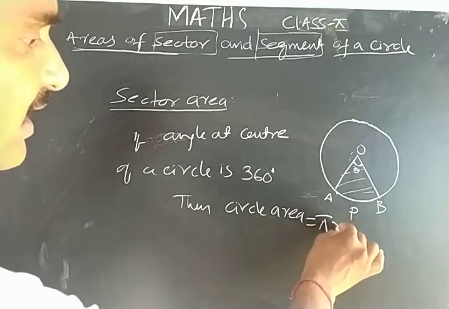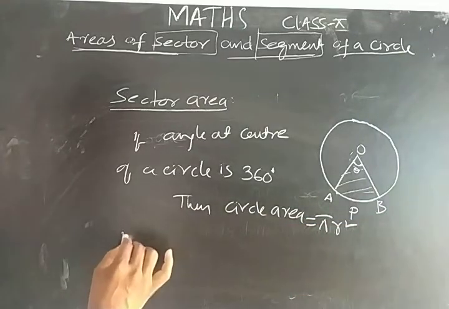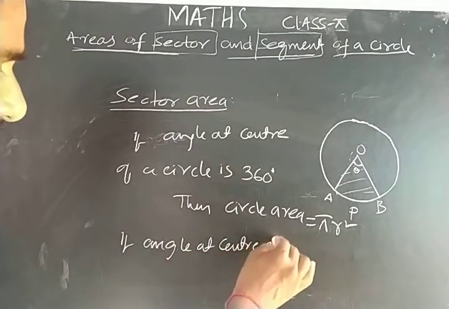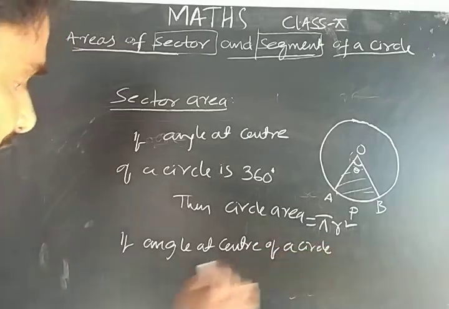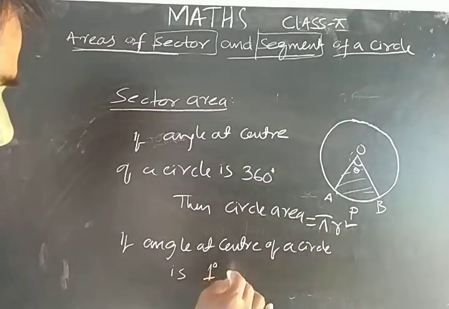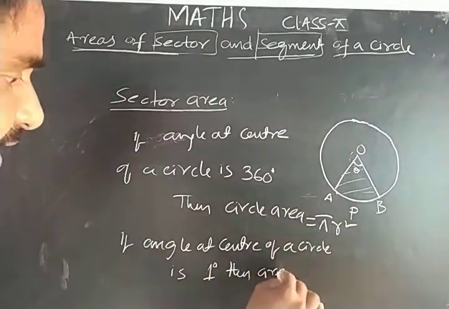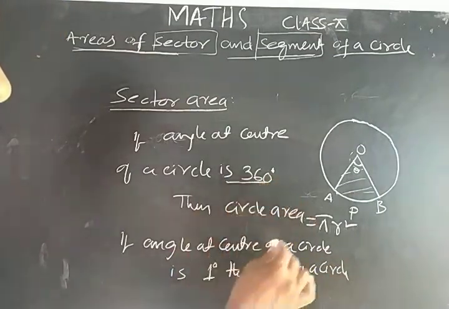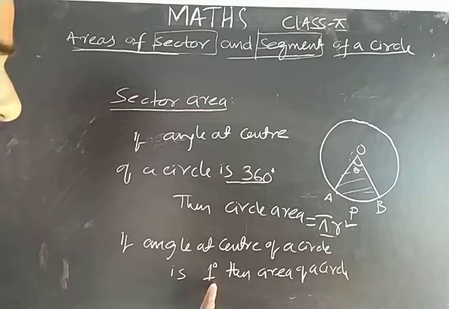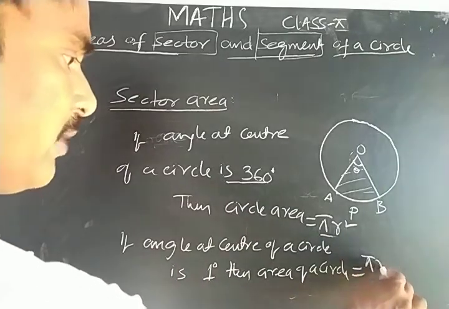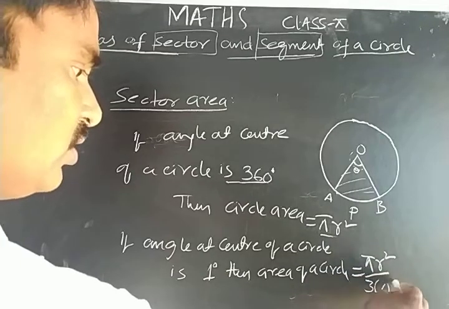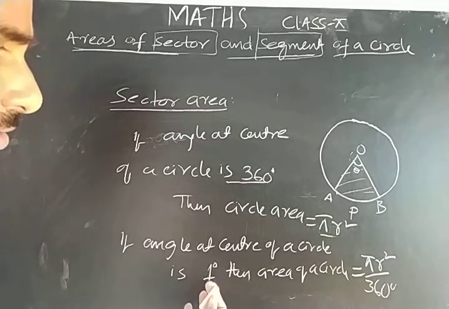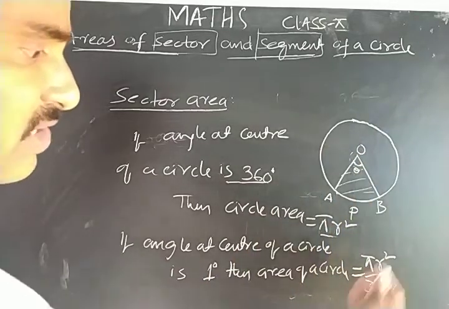So if angle at the center of a circle is 360 degrees, then circle area is pi r square. If angle at the center of a circle is 1 degree, then area of the circle: see, if angle is 360 degrees, then area will be pi r square. If angle is 1 degree at the center, then we should divide pi r square by 360. Then you will get area if angle at center is 1 degree: pi r square by 360.